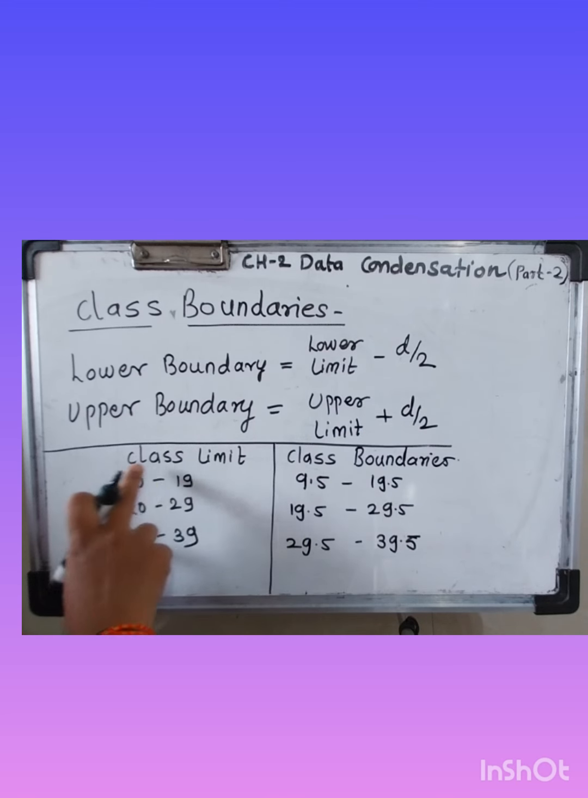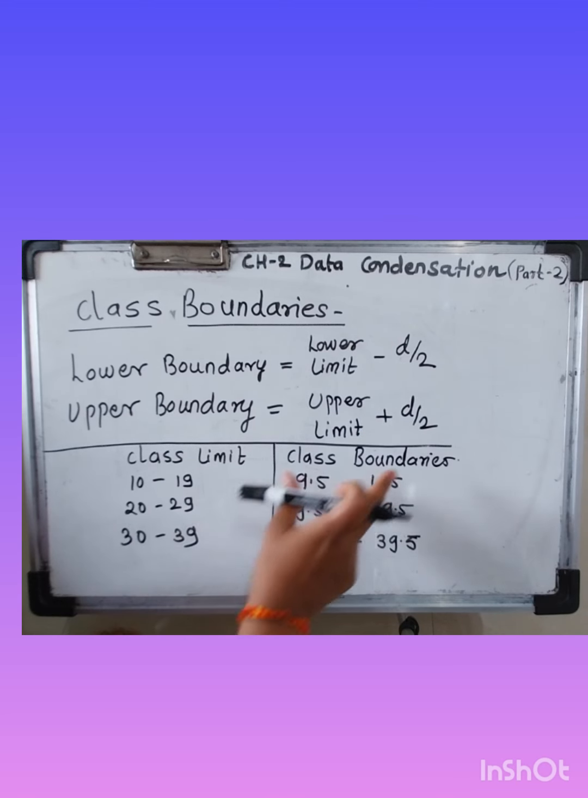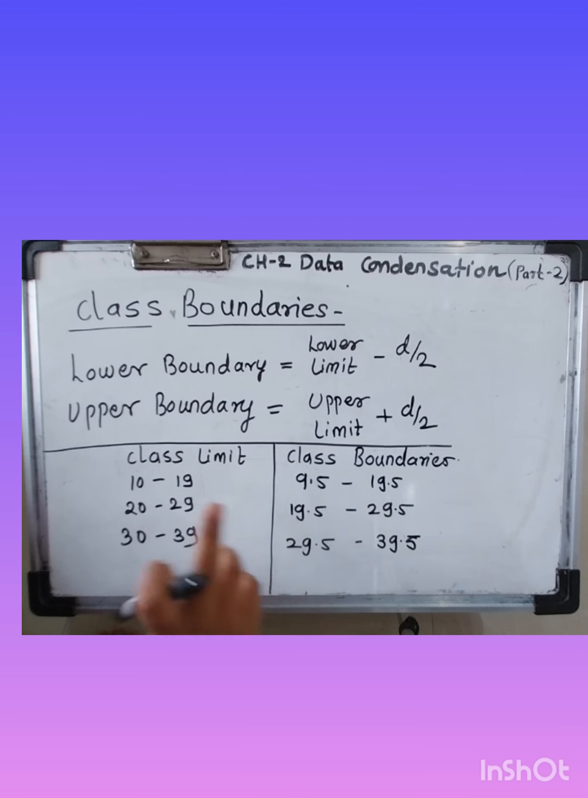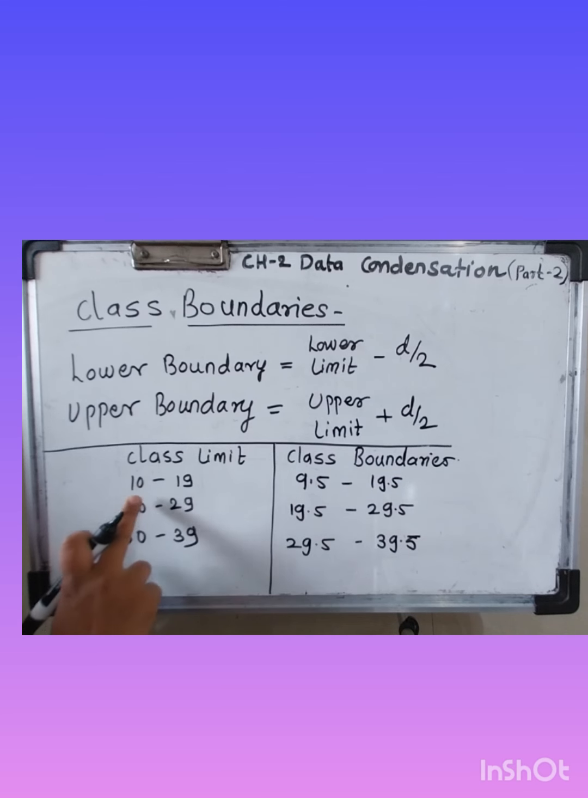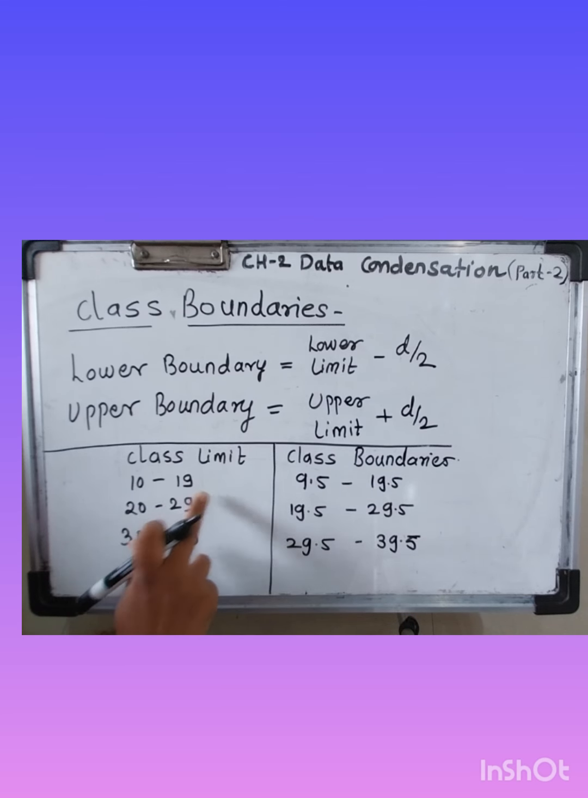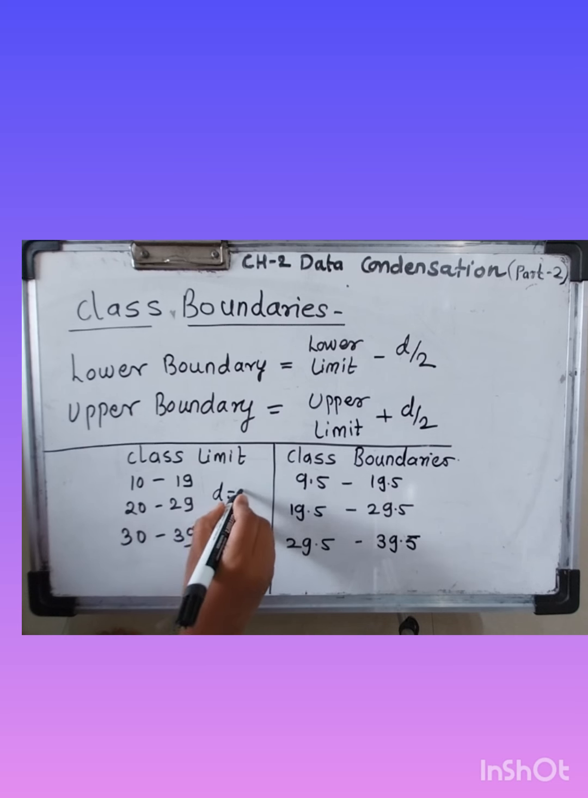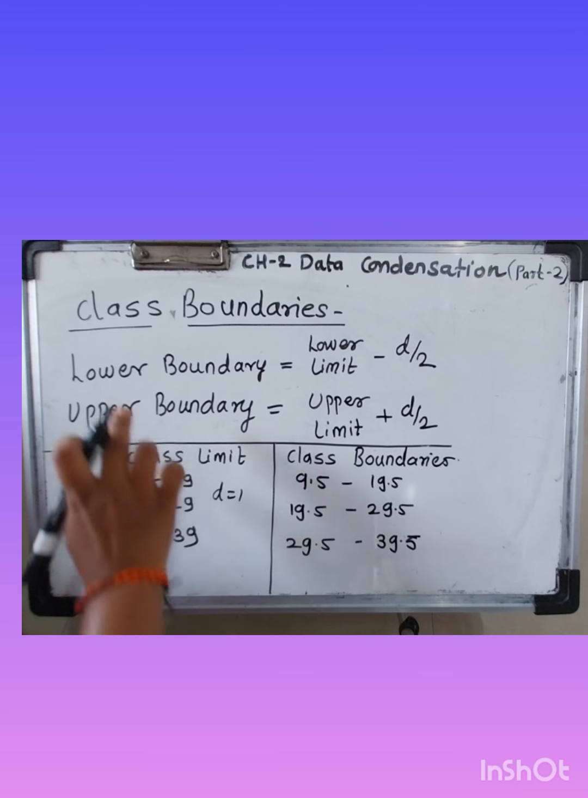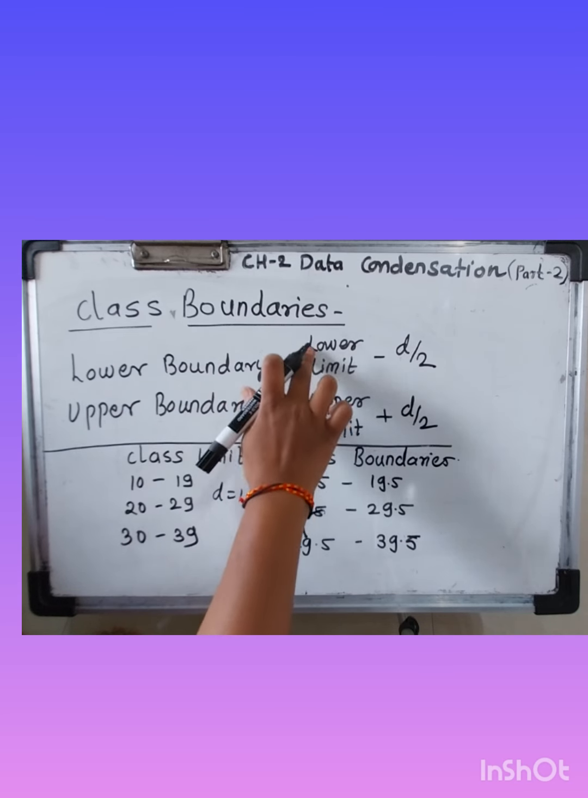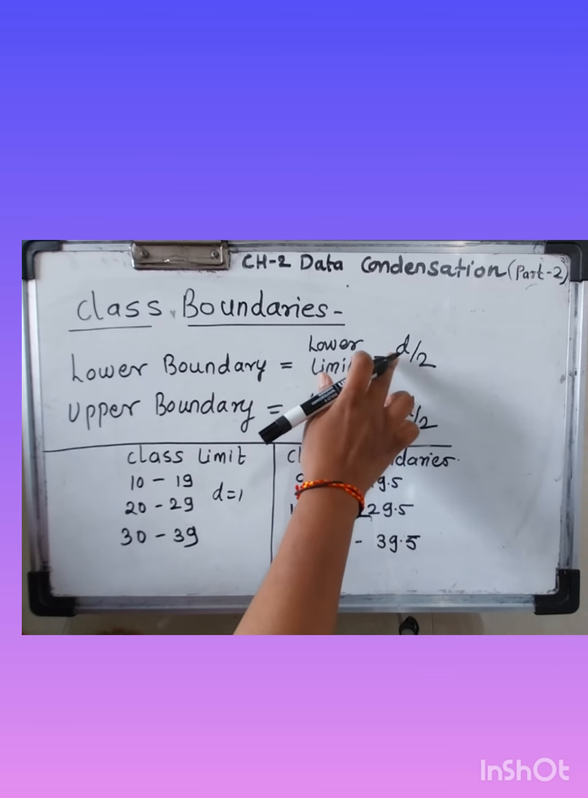For example, see here, class limit. What do we have to find here? Class boundaries. Class limits 10 to 19, 20 to 29, 30 to 39. See, in this class there is a difference between 19 and 20. There is a difference of 1, so d equals 1. Lower boundary equals lower limit minus d by 2. D by 2 means 1 by 2.